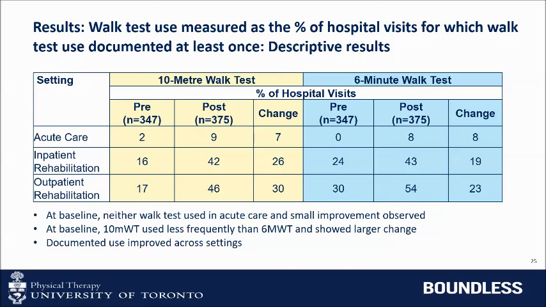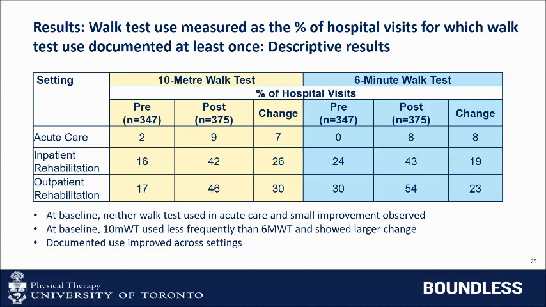Here are the results for each hospital setting. The table presents the percentage of hospital visits in which each walk test was administered at least once, as indicated by a score in the health record. So before the toolkit was provided, the 10-meter walk test was noted in the charts in only 2% of visits in acute care and 16 to 70% of visits in inpatient and outpatient rehab. So here are the numbers I'm looking at for the 10-meter walk test.